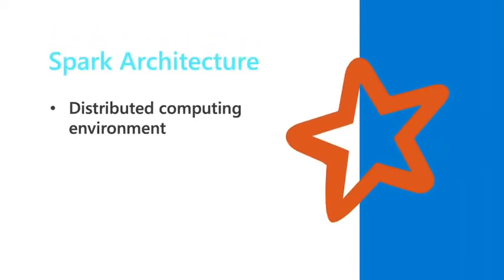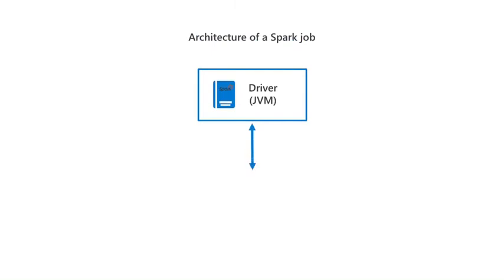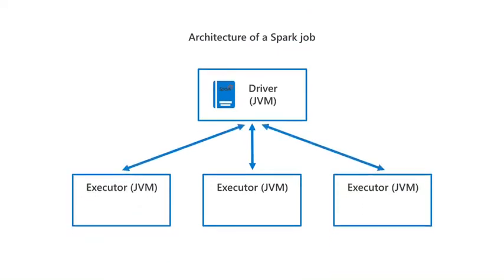As you may know, Spark is a distributed computing environment, and the unit of distribution is a Spark cluster. Every cluster has a driver and one or more executors, or workers. These are referred to as JVMs, or Java Virtual Machines. Work submitted to the cluster is split into as many independent jobs as needed. This is how work is distributed across the cluster's nodes.